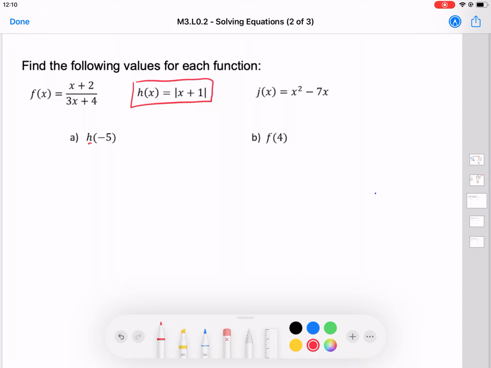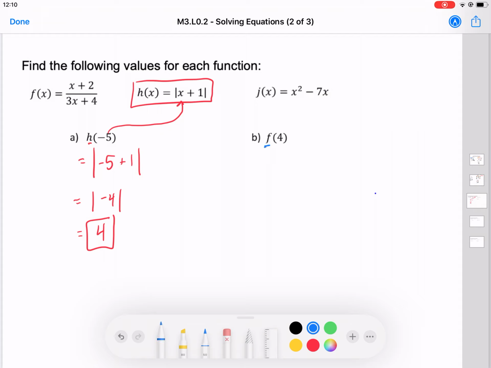And what we're doing is we're taking -5 and we're putting it in for x. So I'm going to replace that x with -5 and then a +1. So this will give you the absolute value of -4, because you do the inside first, so -5 plus 1 is -4. And if you recall, absolute value tells you the distance from 0. So that means we're just going to have a +4, because its distance is always positive. So this number will always be positive. And that's it.